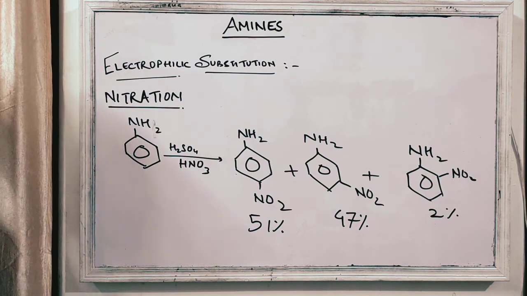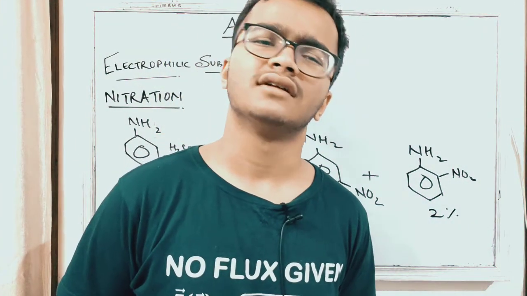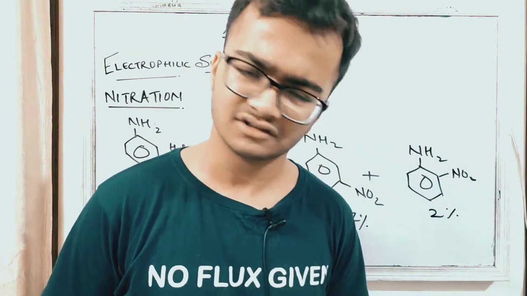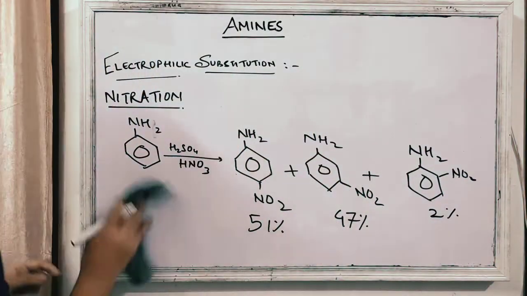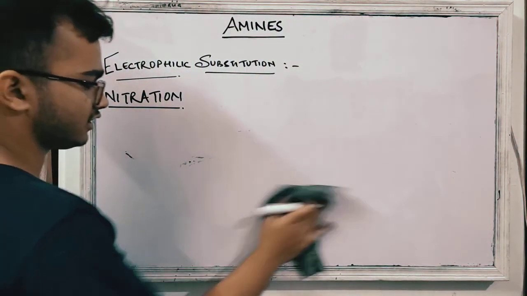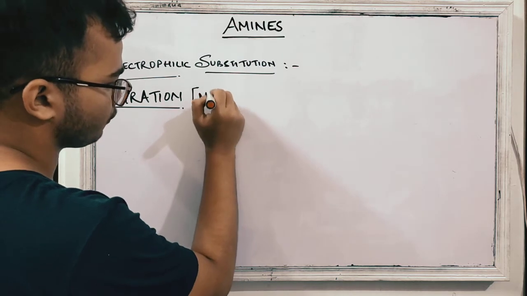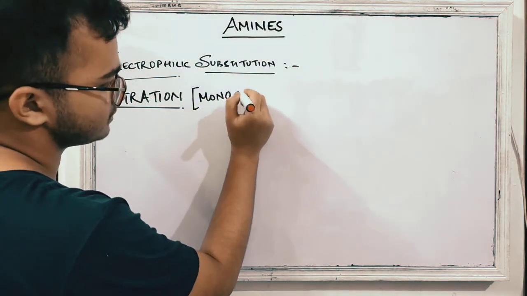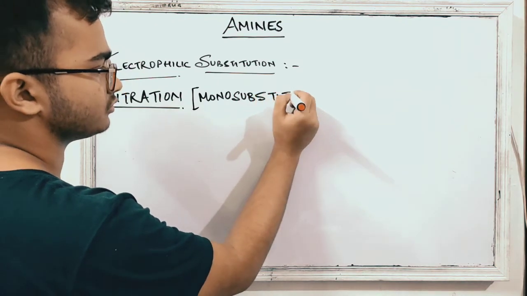So, again if they ask you to perform the mono substitution, now you have to do the same thing, which is the protection of aniline. How is aniline protected? By alkylation. So, let us do it. Write the heading alkylation of aniline. So, nitration by protection, or you can write nitration monosubstitution.